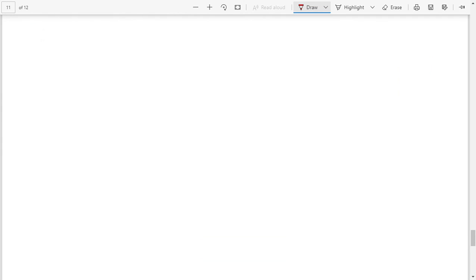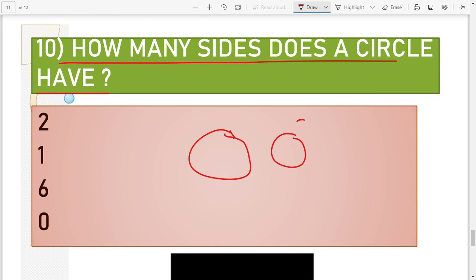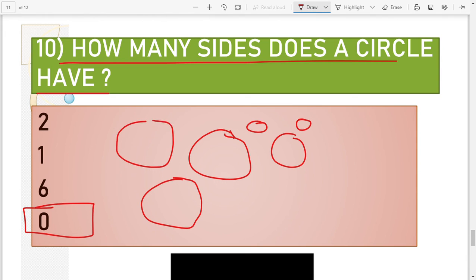So the last question of the day is, how many sides does a circle have? See, always remember that a circle has 0 sides. Always 0 sides. You can also remember that circle is like 0 only. A circle is round in shape, so it has 0 sides. So this much in this class.